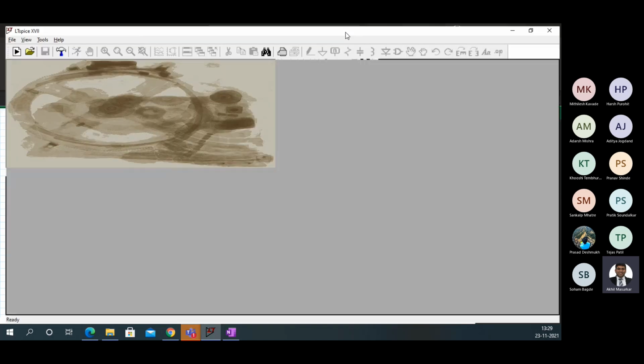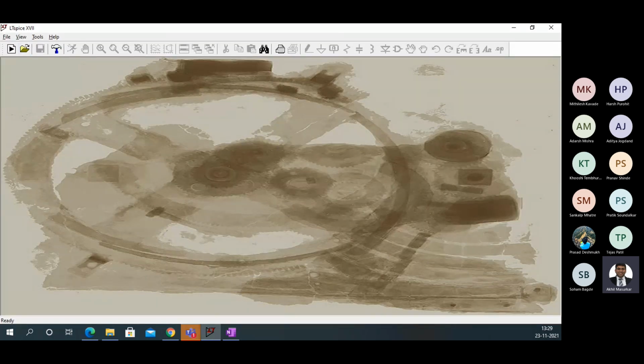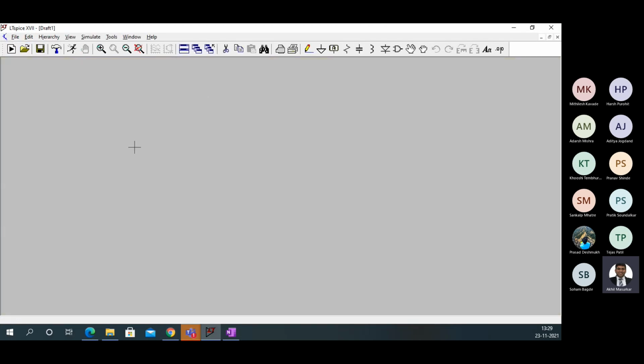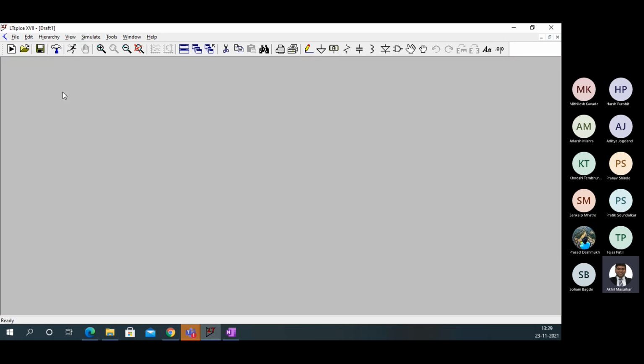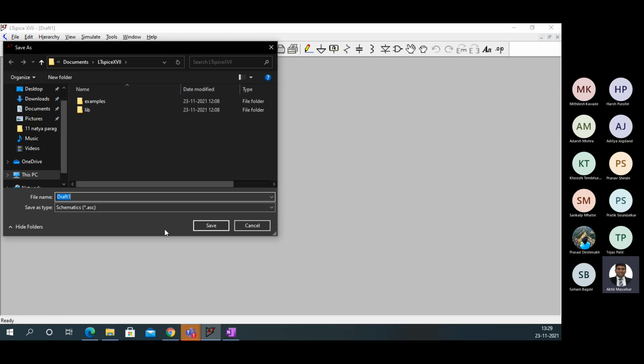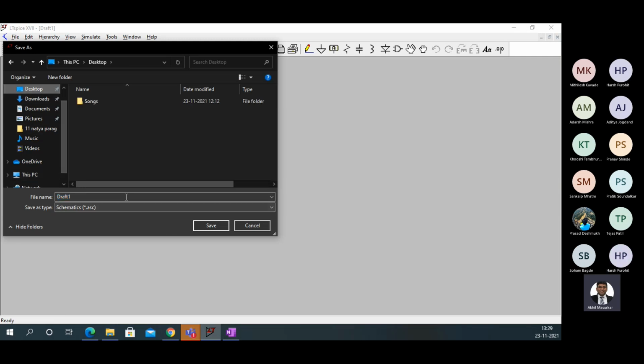So let's open our LTspice, and open a new schematic. And save this schematic with the same name, common drain amplifier.